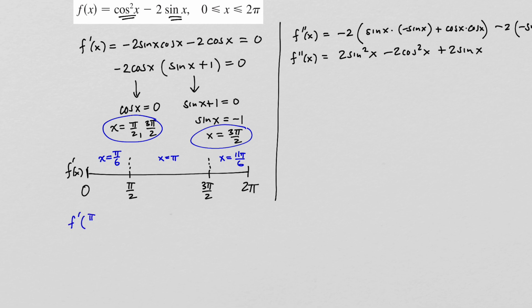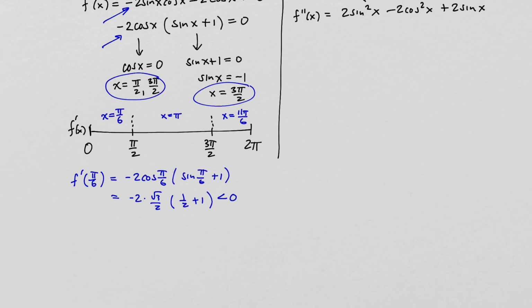So f prime of pi over 6 is going to be, you got to plug it in either here or here. I think I'll do the second one. So I have negative 2 cosine of pi over 6, and then sine of pi over 6 plus 1. And this is negative 2 times the square root of 3 over 2 times 1/2 plus 1. And remember, we only care if it's positive or negative, and this is negative because we have a negative here and everything else is positive.